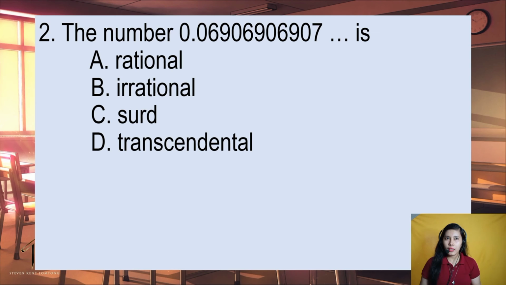As you can see, our number here is a repeating decimal. To check if it is an irrational or rational number, we can simply type it in our calculator. So type 0.069069069, until you get tired, and then click equal. A rational number will show up, and that is equal to 23 over 333. So our answer here is rational.